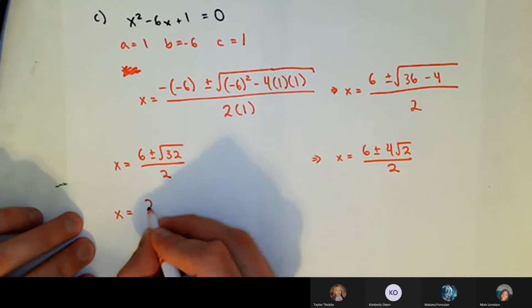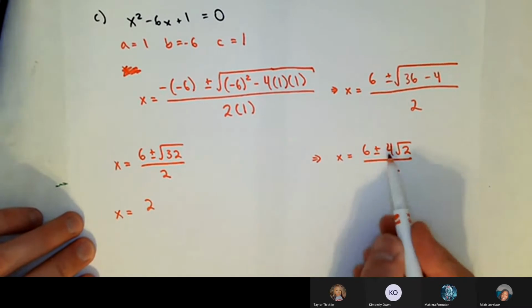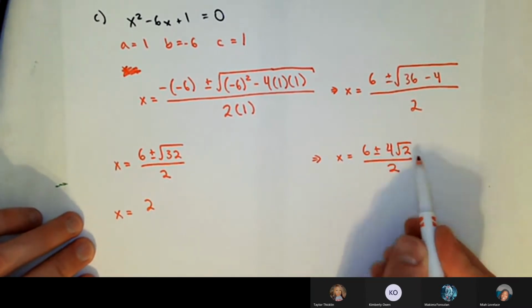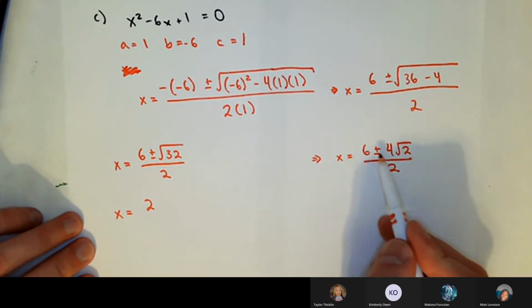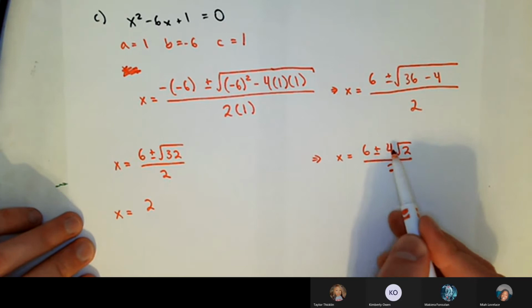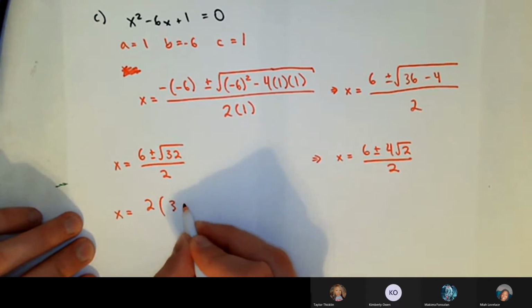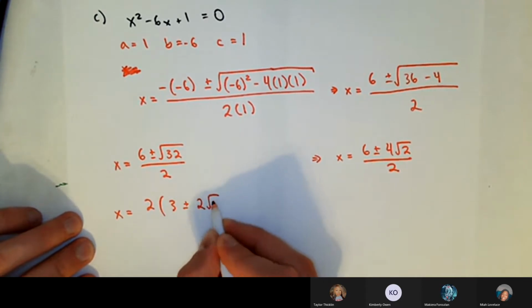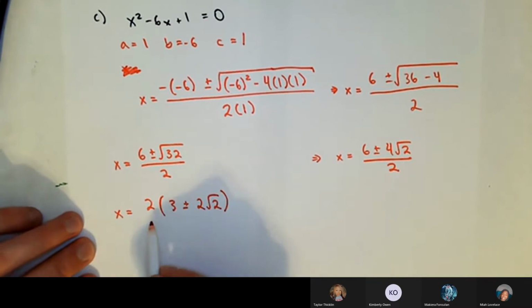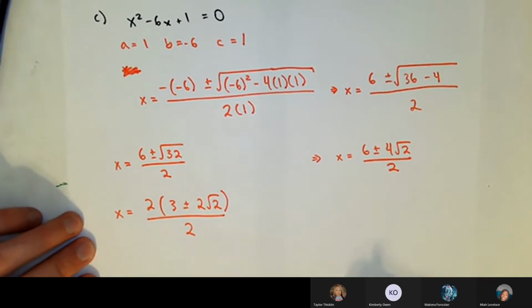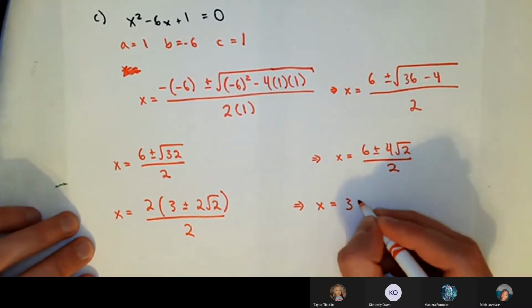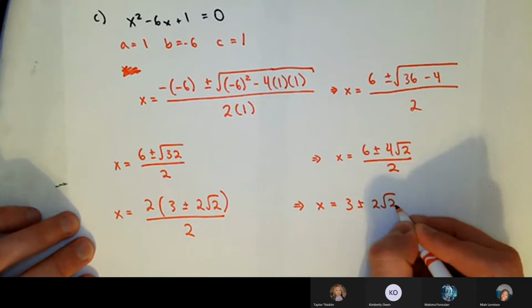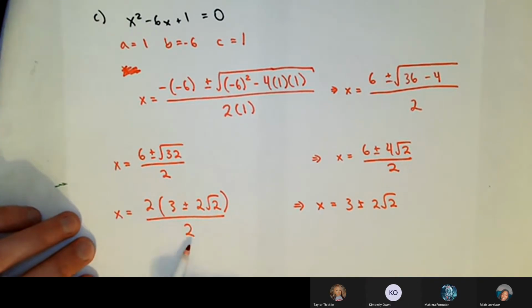Well, I say the safest way to do it is to pull a 2 off of both of these. Not off of the radical, right? The radical is just along for the ride at this point. Pull a 2 off of both of these numbers, the 6 and the 4. That's going to leave me with a 3 plus or minus 2, and then tack that square root of 2 on the back. All over 2. So x is equal to 3 plus or minus 2 square roots of 2. The 2's completely cancel each other out.